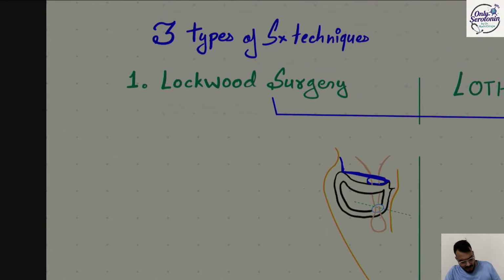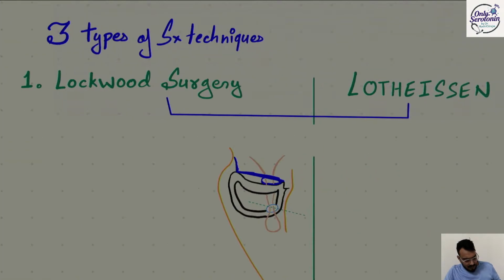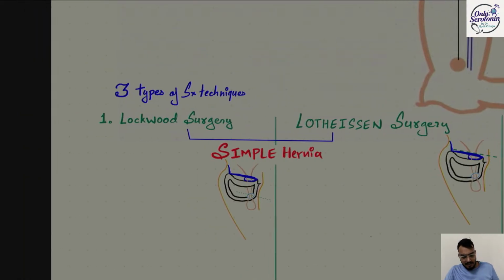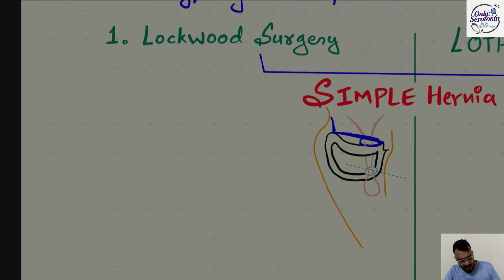The Lockwood surgery is what, guys? Both Lockwood surgery and Lothinson's surgery are for what, guys? They are both for simple femoral hernia. Okay, guys, they are done for simple femoral hernia. In Lockwood surgery, the approach you are going to use is the low inguinal approach.